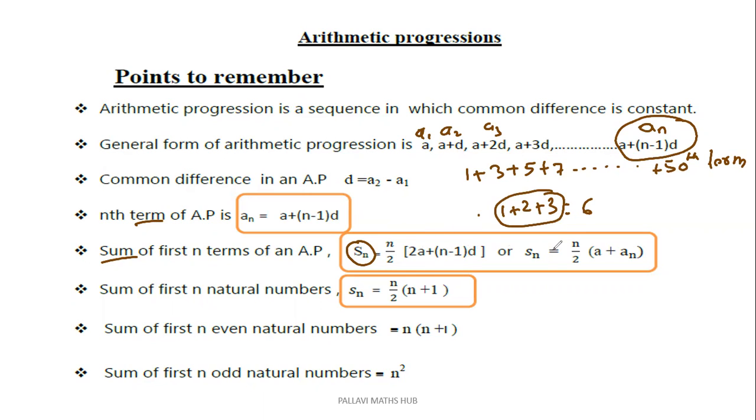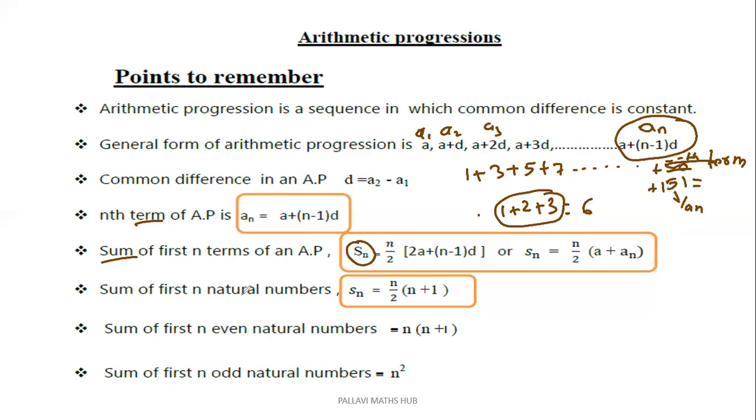Next, one more formula is there. If you know the last term, for example, instead of 50 terms, I will write 1 plus 3 plus 5 plus 7 plus up to 151, and you need to add all of this. Here an is present, so this is the last term. If you know the last term, then directly use the formula: Sn is equal to n by 2 into (a plus an).